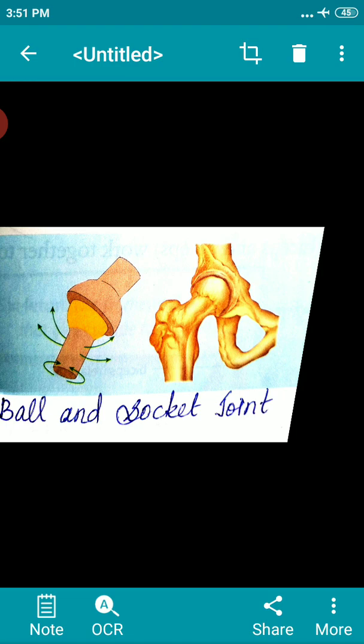Such a joint allows movement in all directions. You can see the ball and socket joint in our shoulder and hip region.